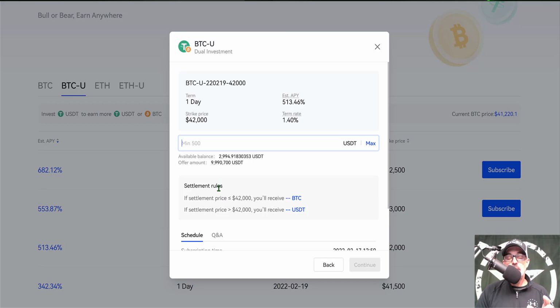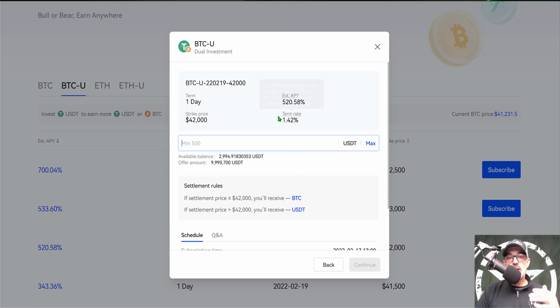And again, you can see your settlement conditions or rules, which do state if the settlement price is less than or equal to 42,000, you would receive BTC, or if the settlement price was greater than 42,000, you would receive USDT. So if it was greater than 42,000 at the end of your term, you would receive essentially the amount you invested plus the term rate on top of that in USDT. And if it was below the strike price, then you would receive the amount you invested in BTC at a strike price of 42,000 plus 1.38%.